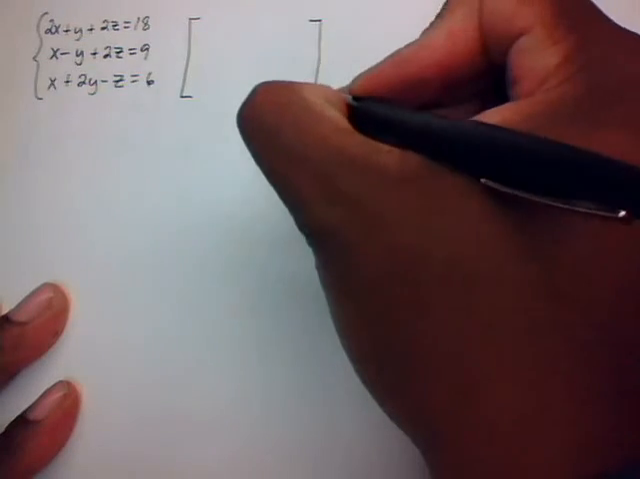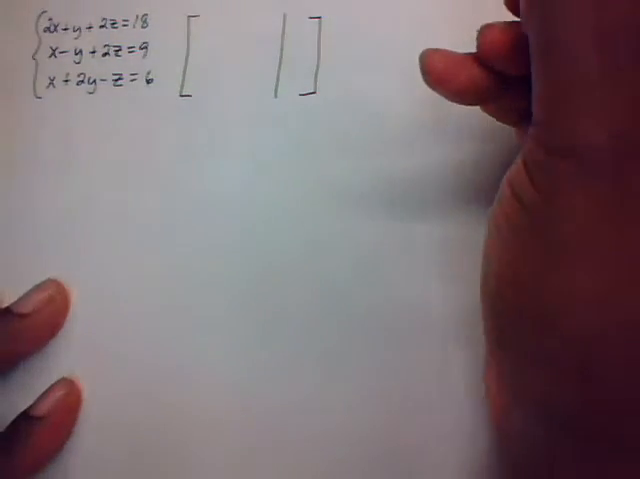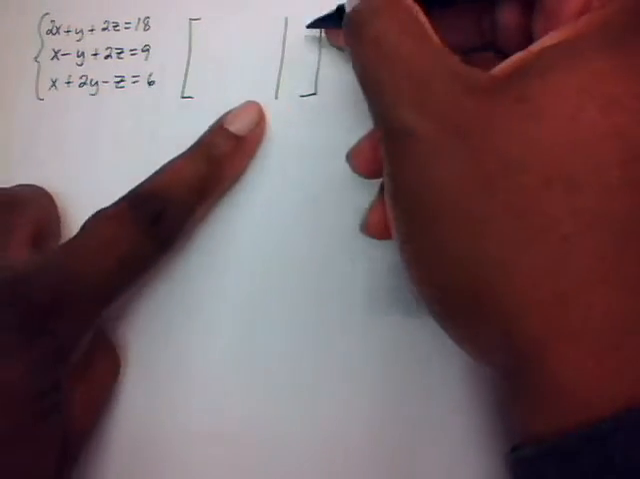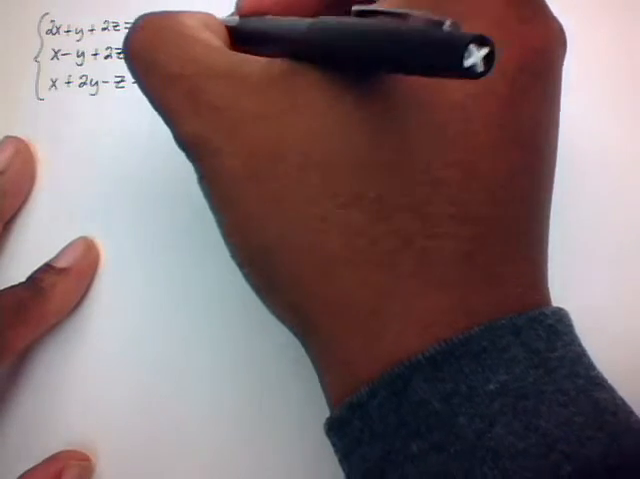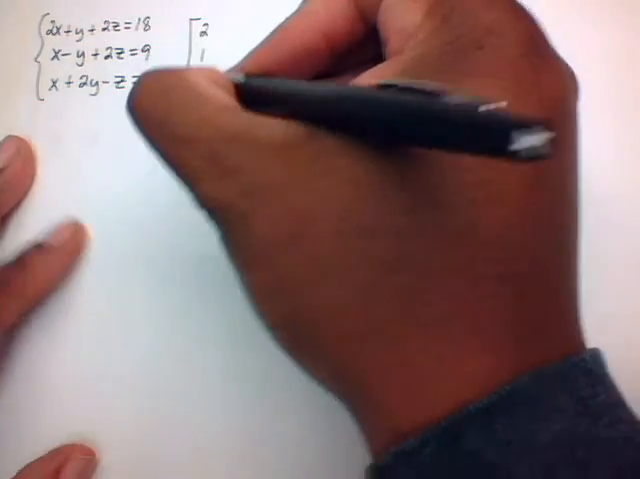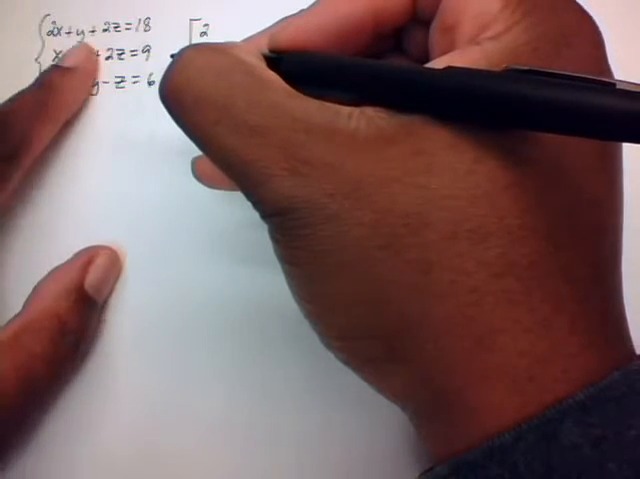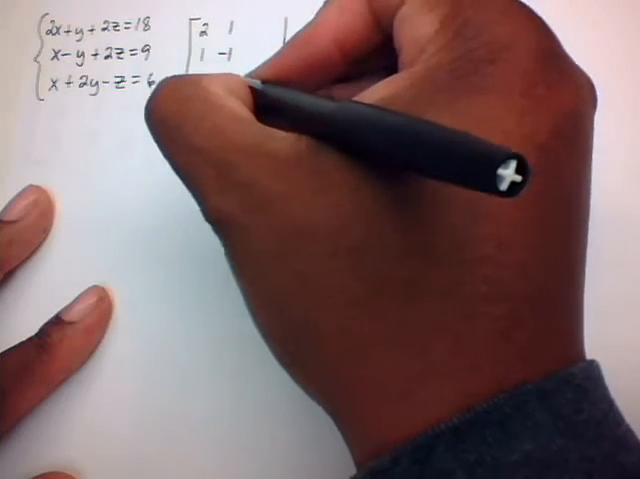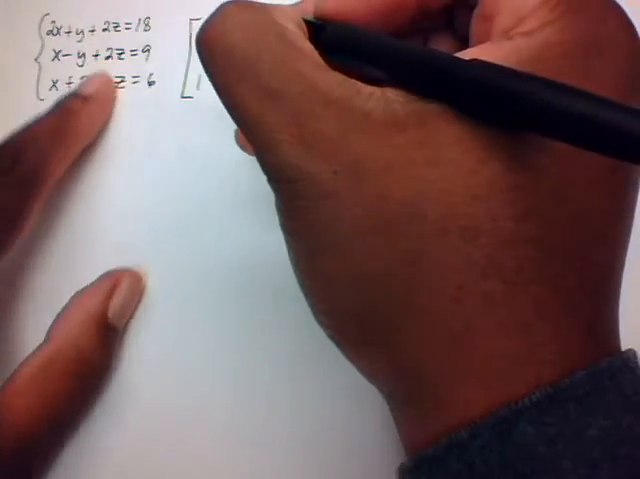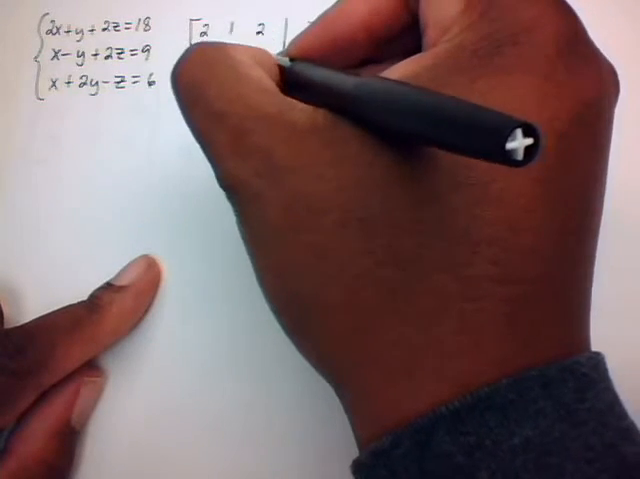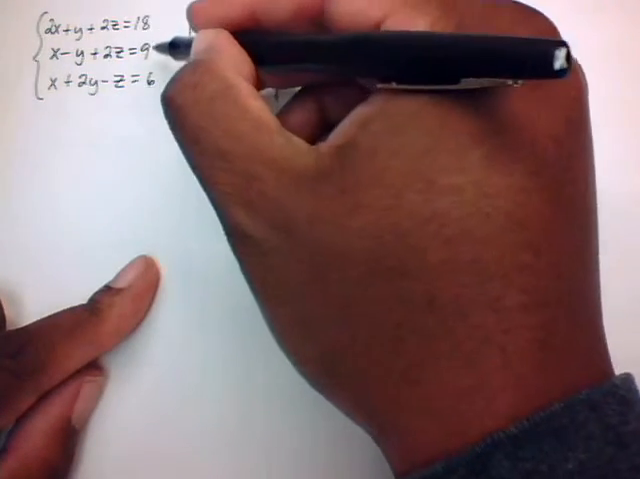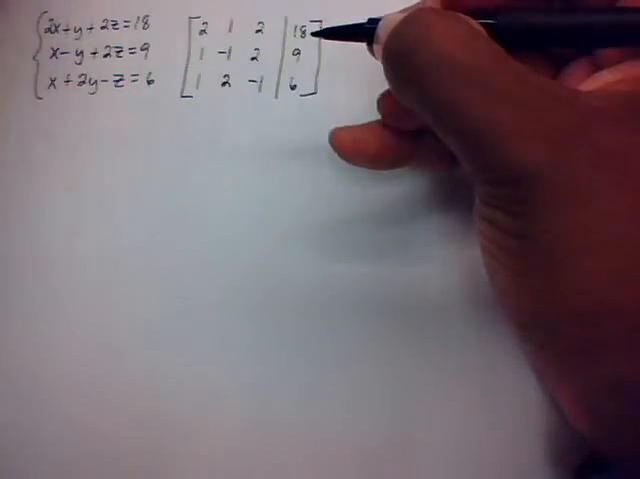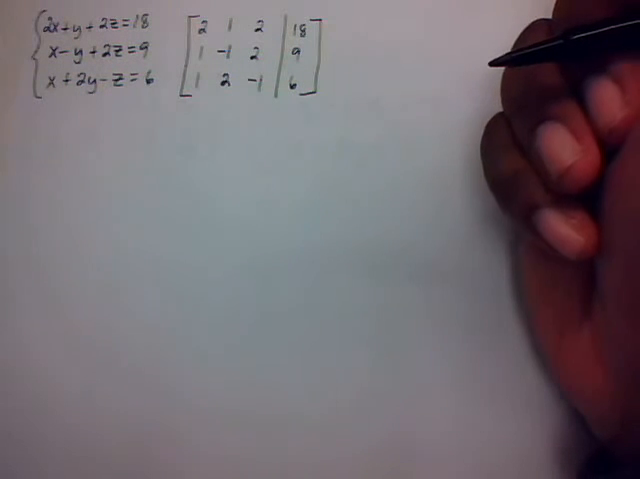All right, and if you remember how we convert that to an augmented matrix, we take the coefficients of x, y, and z. They go on the left side. The constants go on the right side. So for the x's, it'll be a 2, a 1, and a 1. Okay. And then for the y's, it'll be 1, negative 1, and 2. And then for the z's, it'll be 2, 2, and negative 1. Your constants are 18, 9, and 6. Okay, so that's your augmented matrix.